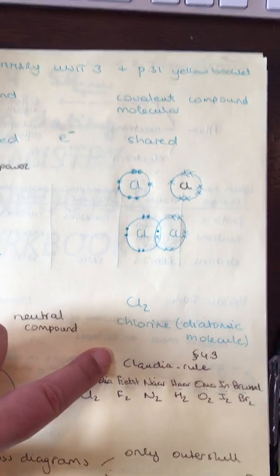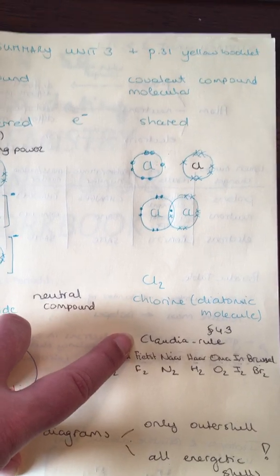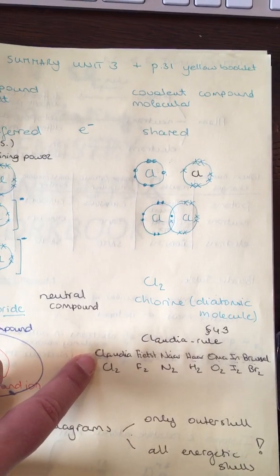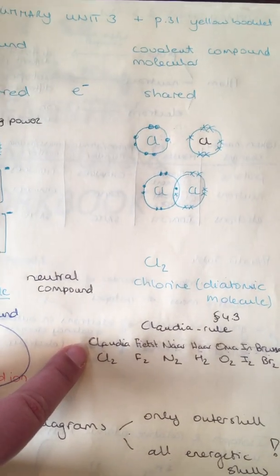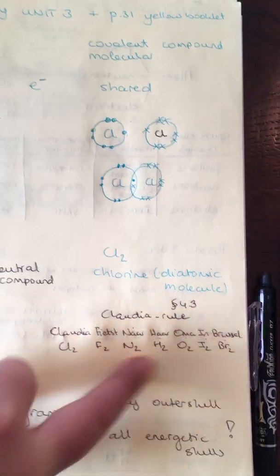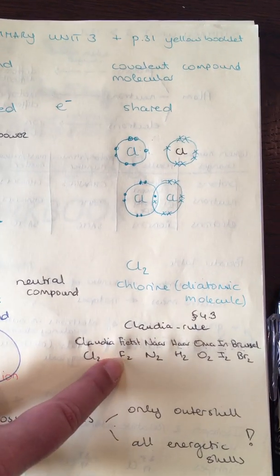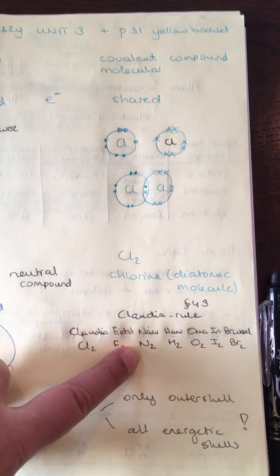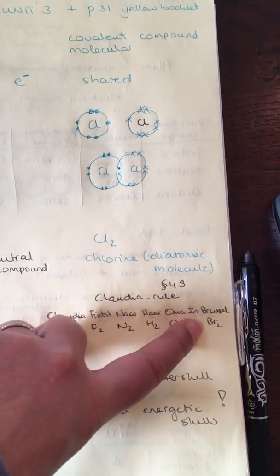We can remember these 7 diatomic molecules, and you are supposed to remember them, using the Claudia rule. The Claudia rule is a mnemonic. I use the Dutch sentence, Claudia fietst naar haar oma in Brussel, which means that chlorine, fluorine, nitrogen, be careful, a lot of people think it's sodium, but it's nitrogen, hydrogen, oxygen, iodine, and bromine.